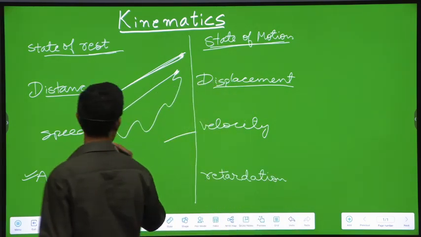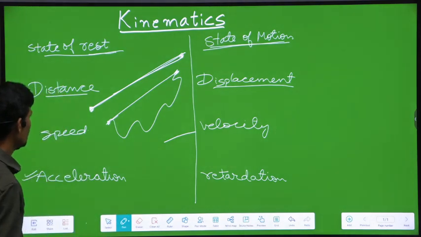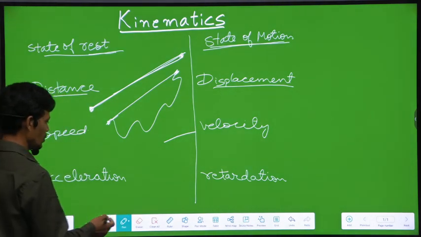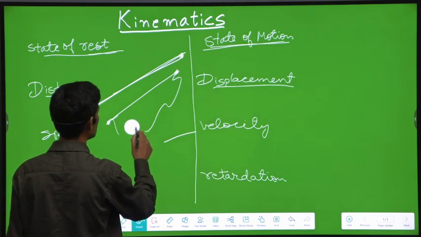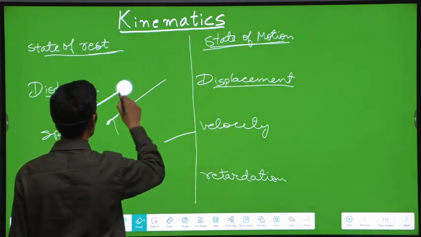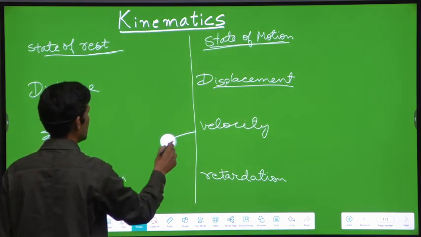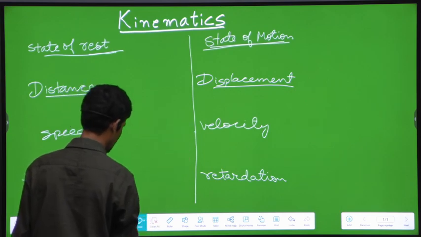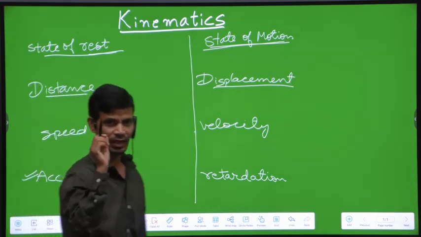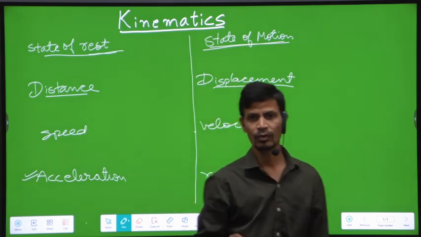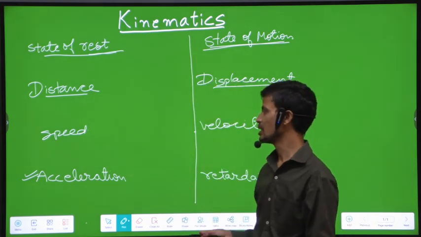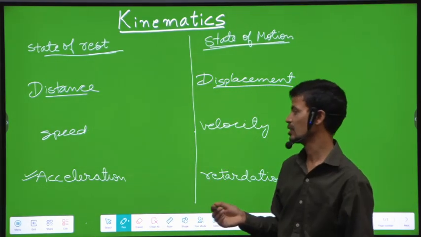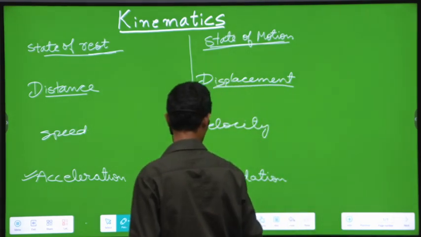Same for speed and velocity. For the whole journey, for a longer period of time, we consider average speed or average velocity, and for a short duration of time, for a particular moment, a particular instant, we consider instantaneous speed and instantaneous velocity. Now what is this acceleration?